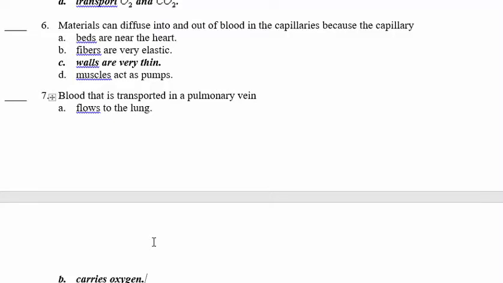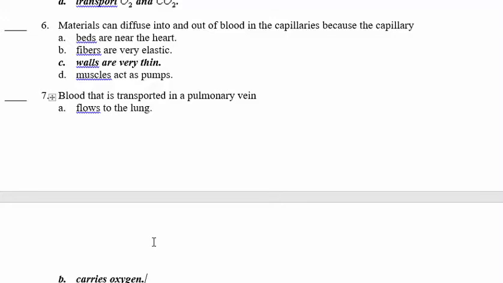Number 6, materials can diffuse into and out of the blood in the capillaries because the capillary walls are very thin. The capillaries are the point at which the exchange occurs. So the arteries carry oxygenated blood, the veins carry deoxygenated blood, and the capillaries connect all of this at the level of the cells. And we say that the capillaries are one cell thick because they are very, very thin.